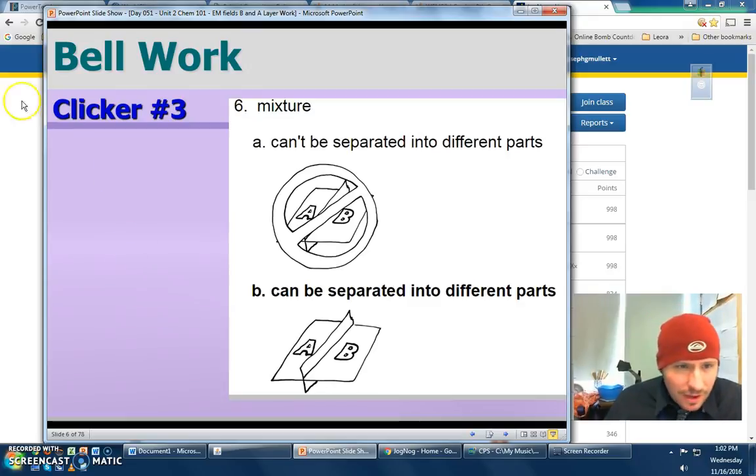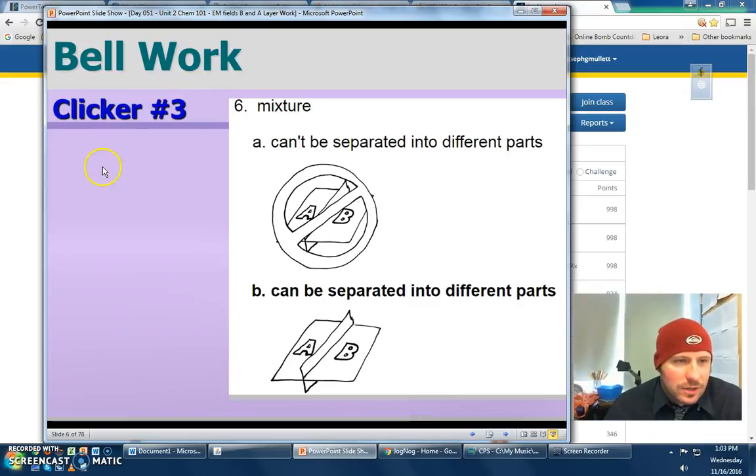Now, if I was to try and say A was the correct answer, I would have to change this word mixture to a couple of other possible options. One of them might be a compound. You could use a compound to define that. You can't separate compounds. Another one might be a pure substance, like a pure piece of copper. Only copper elements, atoms in that sample. You cannot separate it into different parts. It's all the same stuff.